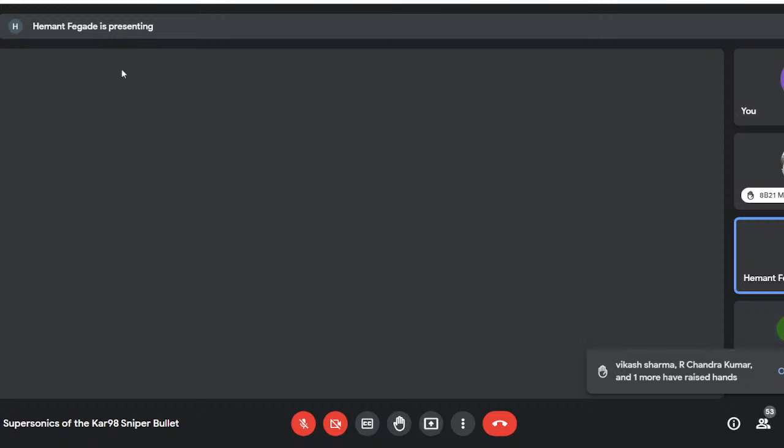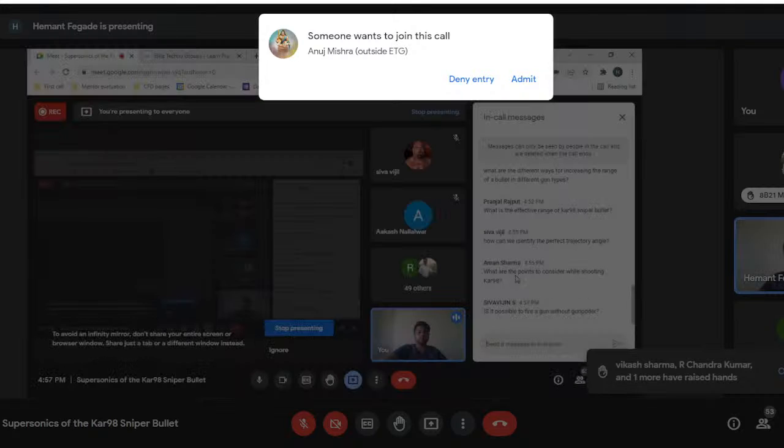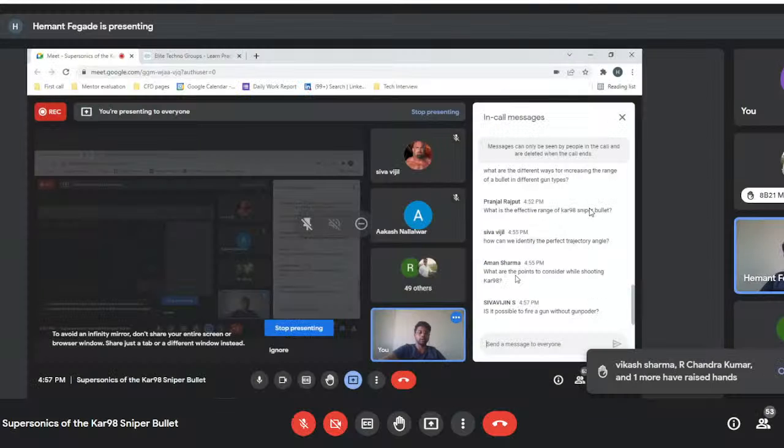Is it possible to fire a gun without gunpowder? I'm not sure. I haven't done research on this, but there might be a way due to different compounds and their reactions, how they generate thrust. So it depends. At the moment, I am not sure. I'll check it out and get back to you in the next session, if it's possible. So, yeah.